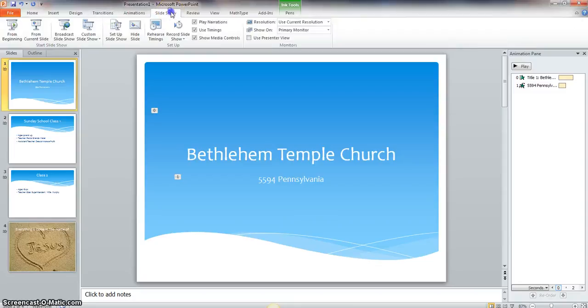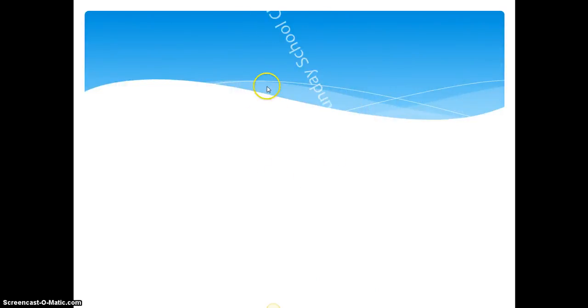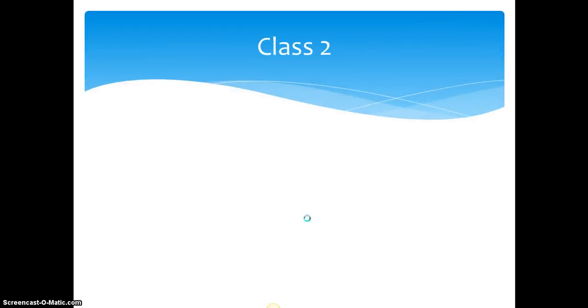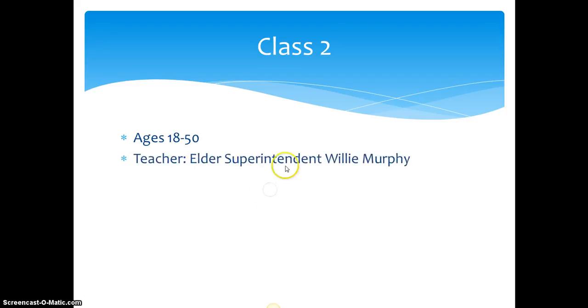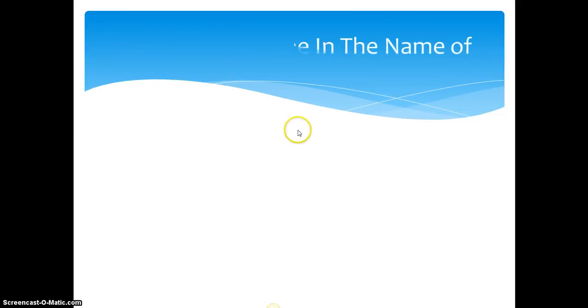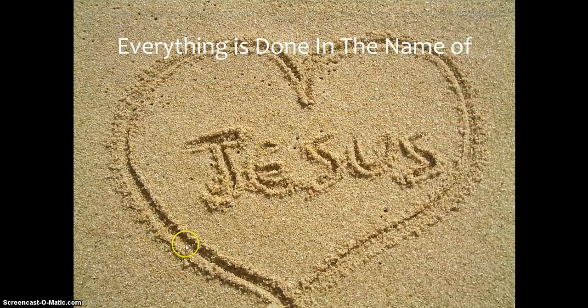So let's try that again. We go to slideshow, click from the beginning, and you notice it came up, and also the title. And then this is the address, and now we go to the next slide. These are the random bars. We add a title, and we click to get all of the names here. And then now we click to go to the next slide. You see how I transition between the slides. And then we have, again, the ages, the teacher's name. Then we will click again, and here's our next transition. Everything is done in the name of, and then Jesus.